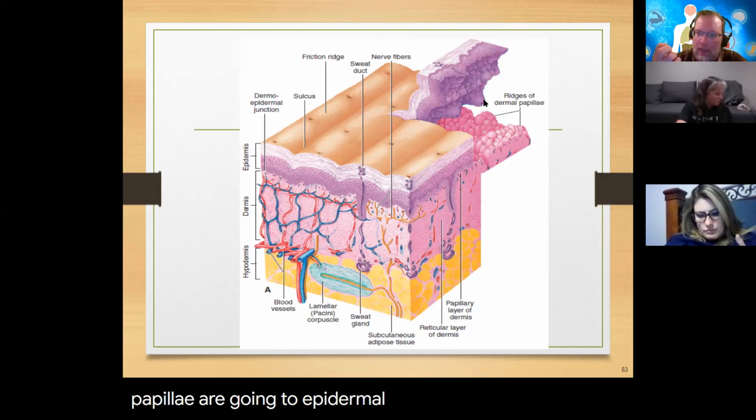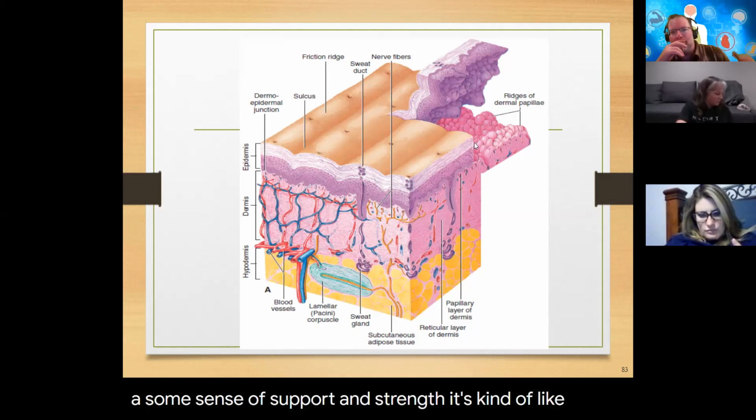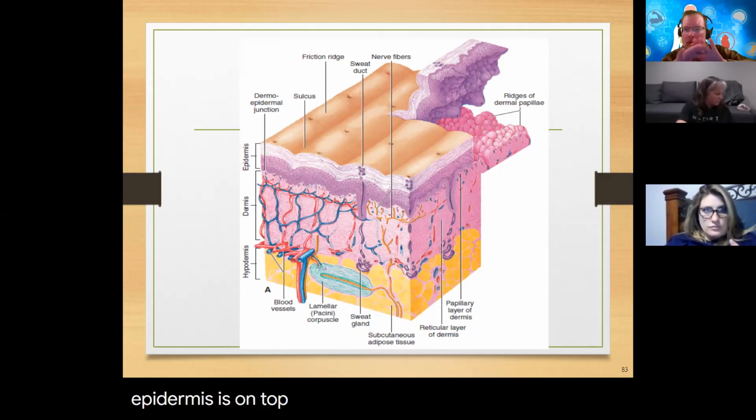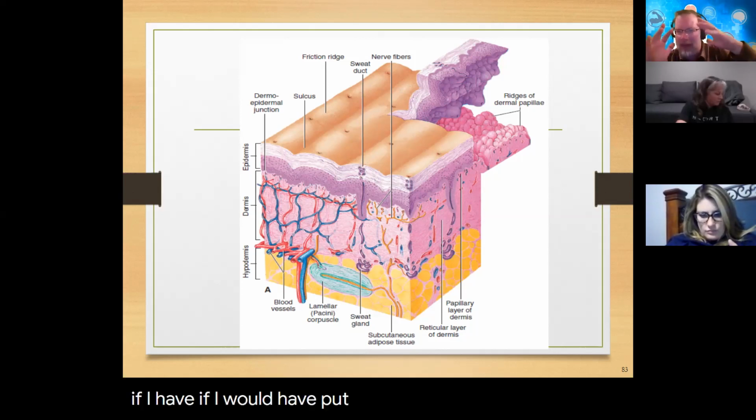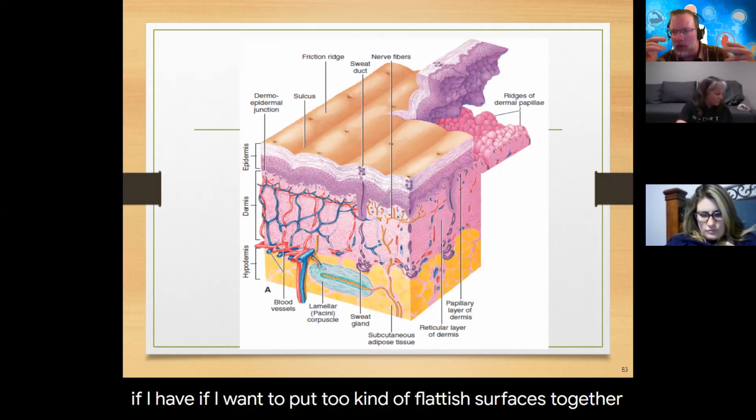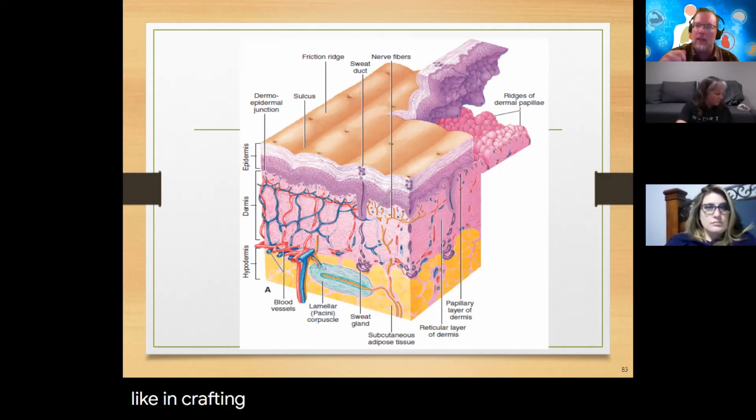and provide, again, some sense of support and strength. It's kind of like the epidermis is on top of the dermis. And in the real world, if I want to put two flattish surfaces together, like in crafting or woodworking or whatever, they say what's called scoring, right? You're going to score it.